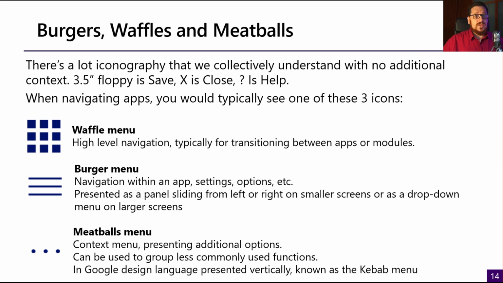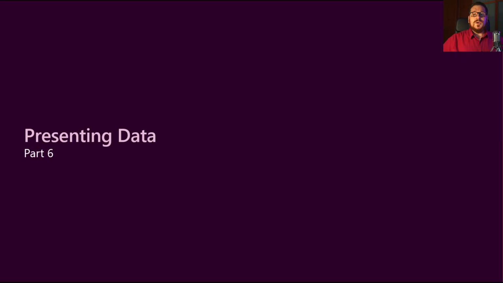And meatballs menu is typically a contextual menu within an app. Usually the expectation is that it gives me additional options on the screen where I am. For example, I can select a text, tap the meatball menu, and get options like copy, paste, and so on. It is somewhat different in Google design language, where this menu is presented vertically and is known as the kebab menu.